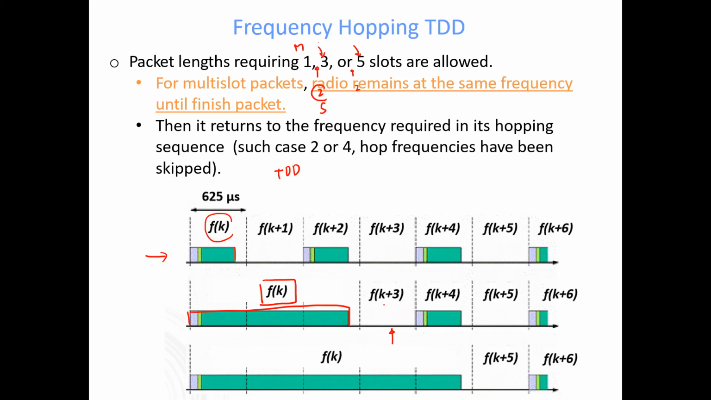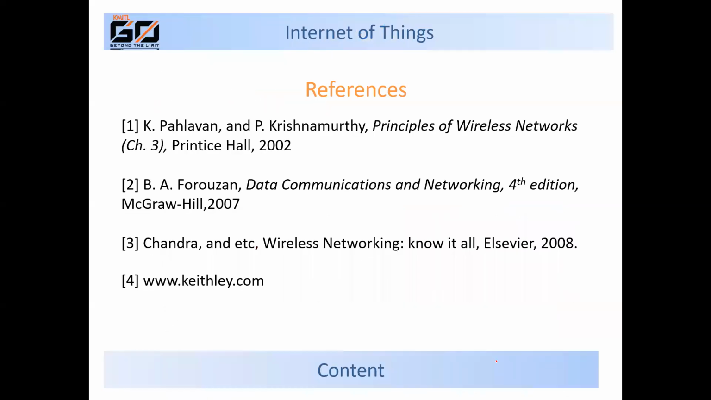Because the radio remains at the same frequency until it finishes the packet like this. This defines the frequency already. So if you send 3 or even 5 for FK, then the slave sends back on the frequency defined before. In this case, it's not FK plus 1, but FK plus 5 to send back the information. So this is the application of frequency hopping in Bluetooth.